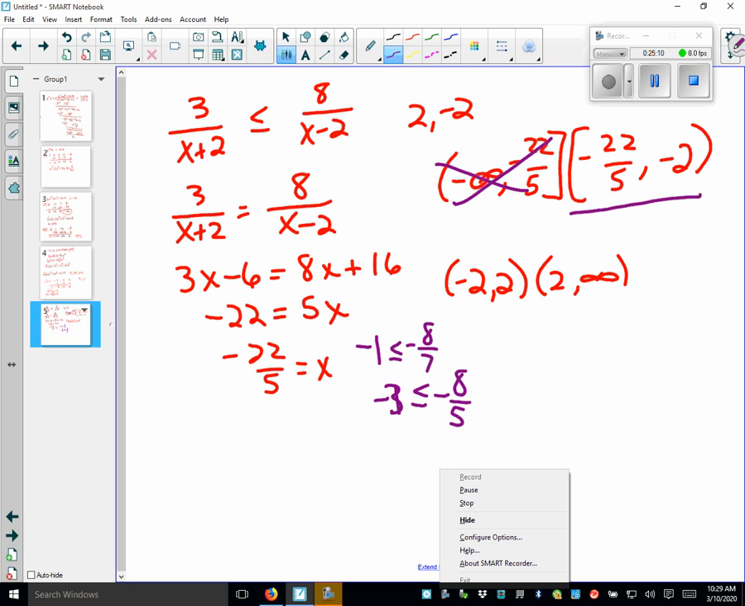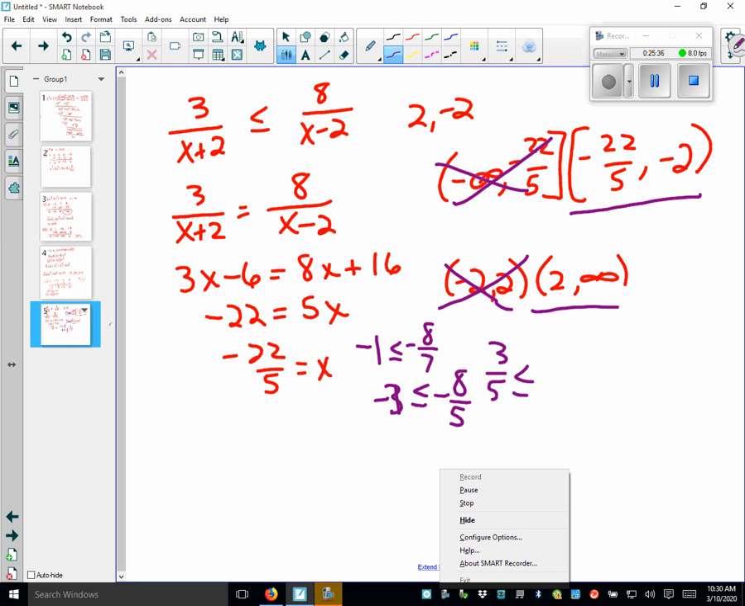Let's do 0 on the next one. 3/2 is less than negative 4. No. I like to use 0. Let's do 3. 3/5 is less than 8? Yes. And that's true. Right?